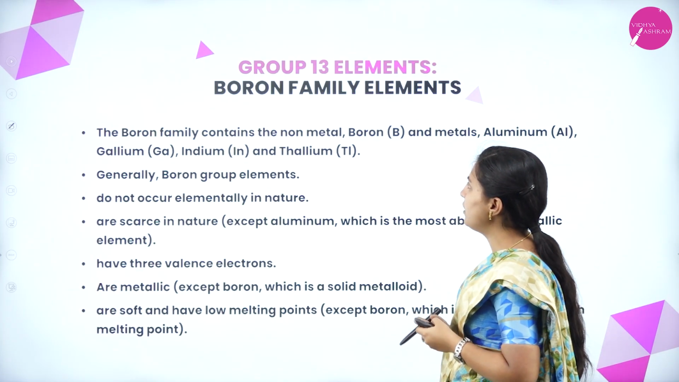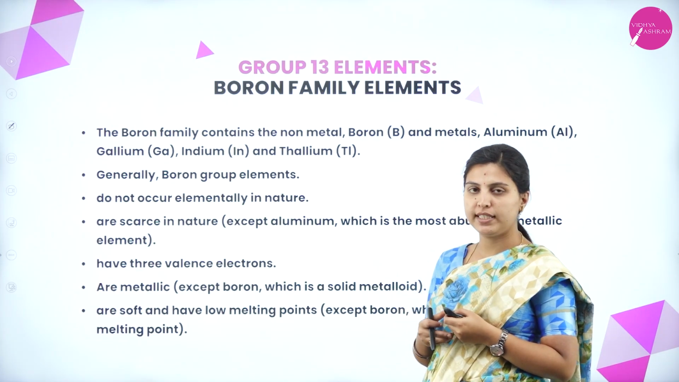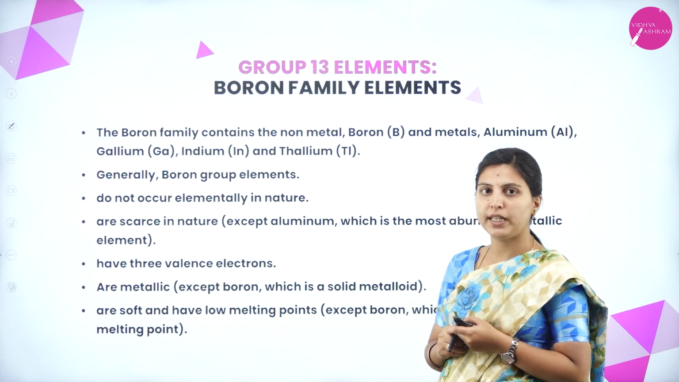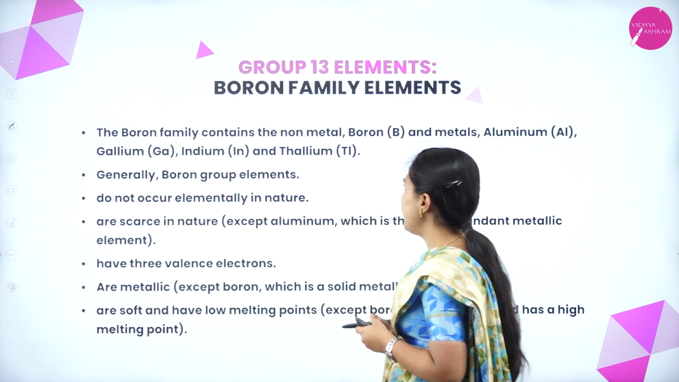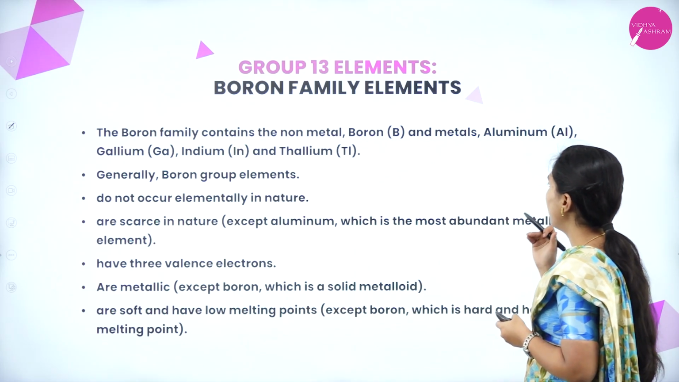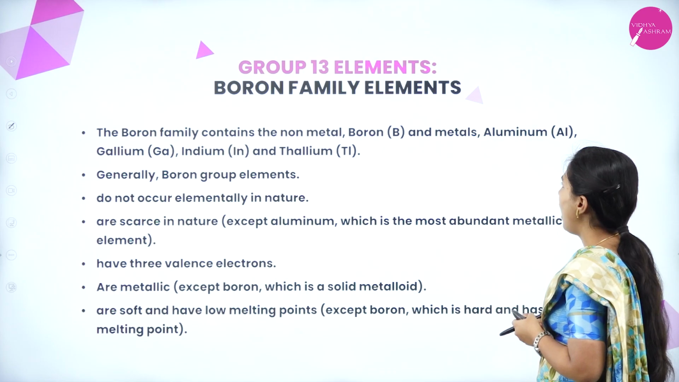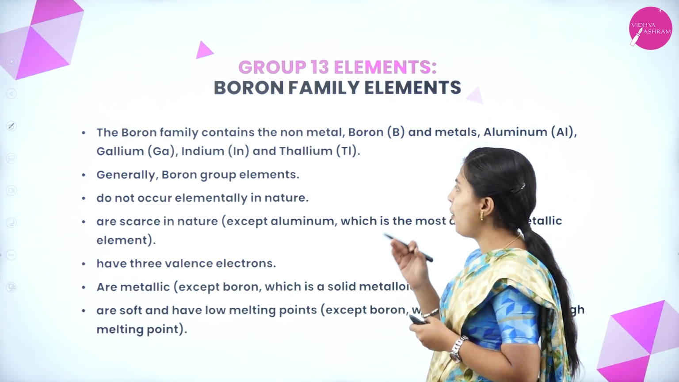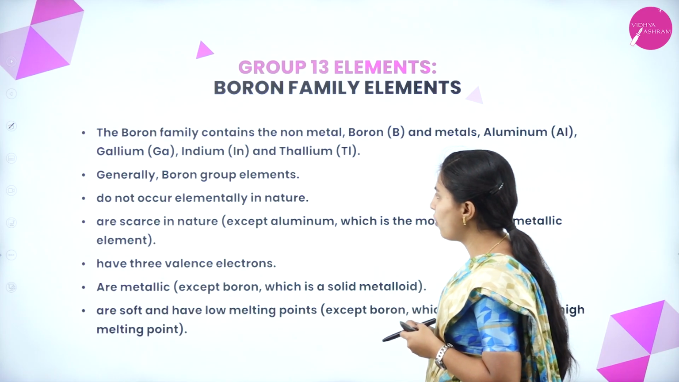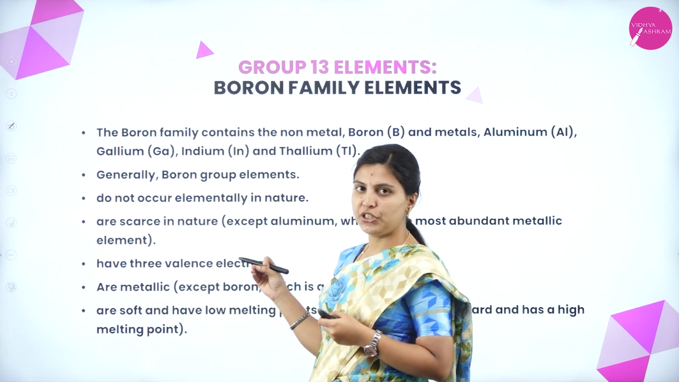Group 13 elements, boron family elements. We'll see some of the properties of group 13 elements, that is the boron family. The boron family contains the non-metal boron and the metals aluminium, gallium, indium and thallium. Generally, boron group elements do not occur elementally in nature.